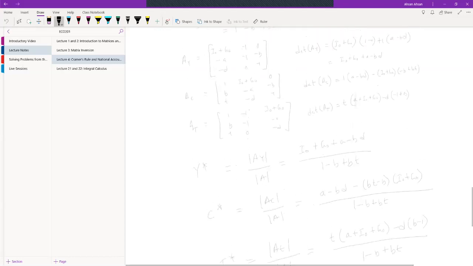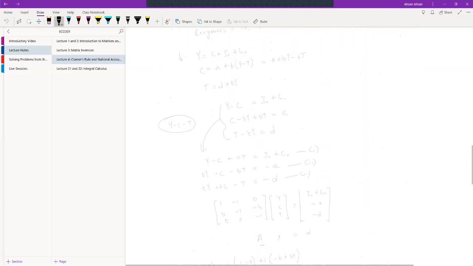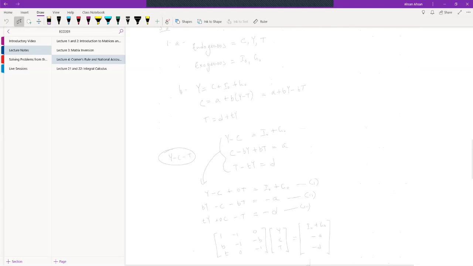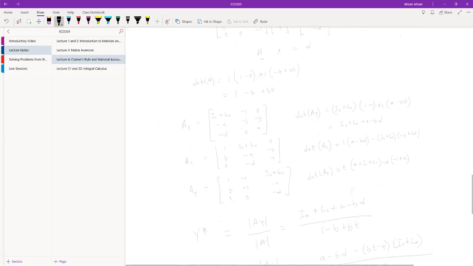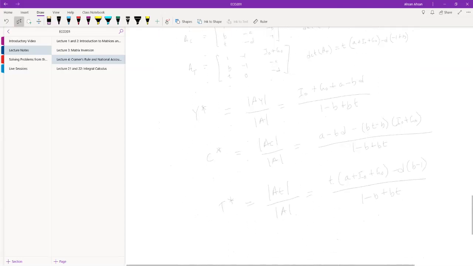And so effectively what this means is that when we have this scenario, in the economy of income, output, consumption, tax, and so on, when that is represented by these three equations, we can find that the equilibrium output, the equilibrium consumption, and the equilibrium tax rate will be this.